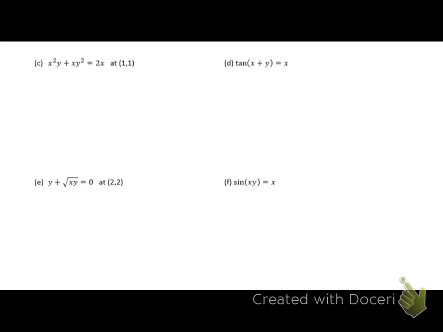This is section 8, implicit differentiation, example 1, parts C, D, E, and F. So we're going to keep going. We're going to jump right into part C. Now in part C, we have x squared times y, so those are two different equations again that are multiplied together, and x times y squared.